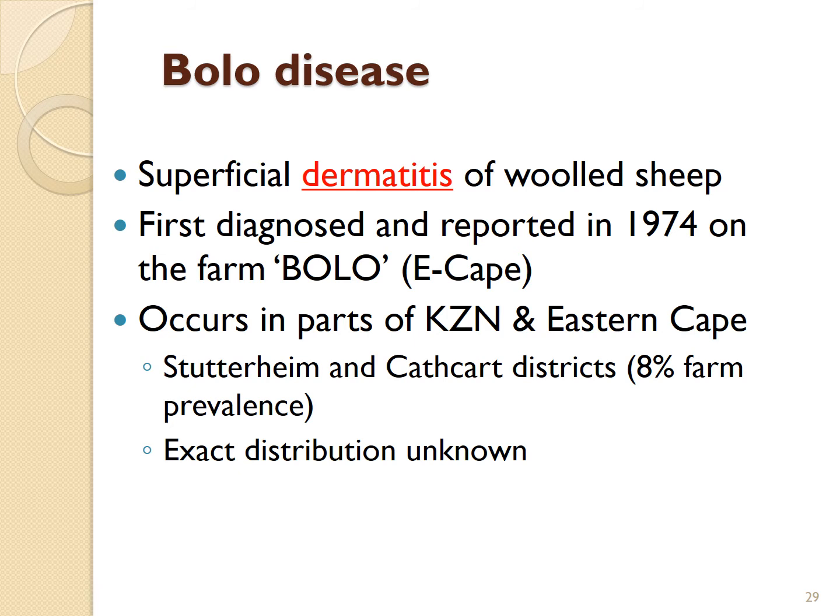Bola disease is a unique disease caused by a Corynebacterium species. It was named after the farm Bola, where it was first diagnosed in 1974. Infection by these Corynebacteria causes a superficial dermatitis in wild sheep. It occurs in parts of KwaZulu-Natal and the Eastern Cape.